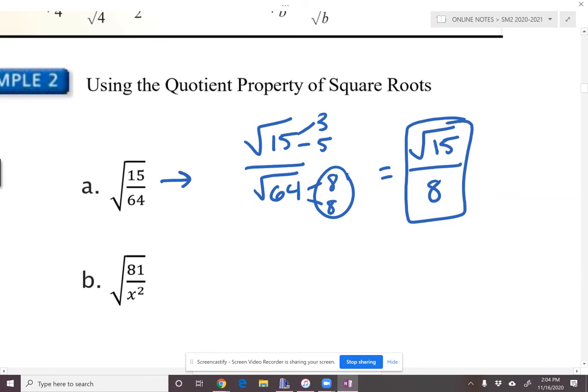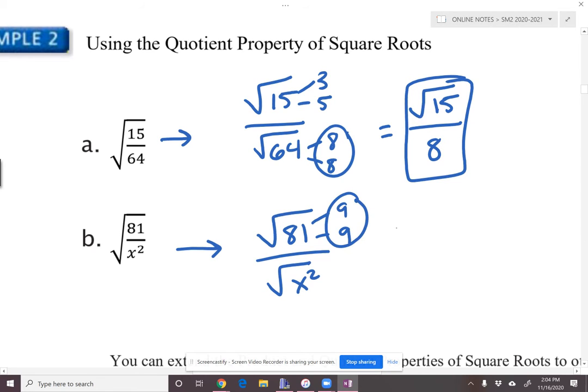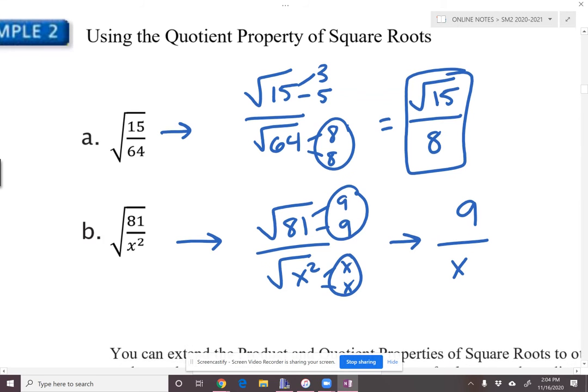Okay? B, same thing. We like this because we can rewrite it as the square root of 81 over the square root of x squared. And 81 is 9 times 9, and I have buddies, so I can just take them out as a 9. And this is x times x. So then this equals 9 on top and just the x on bottom, because they come out as 1.